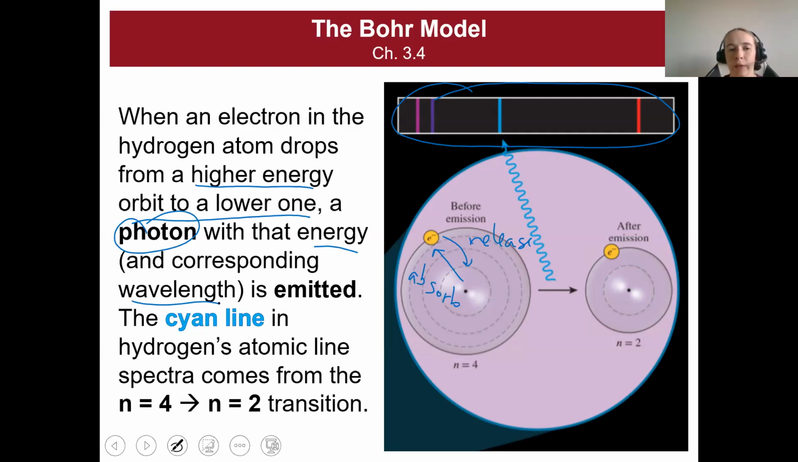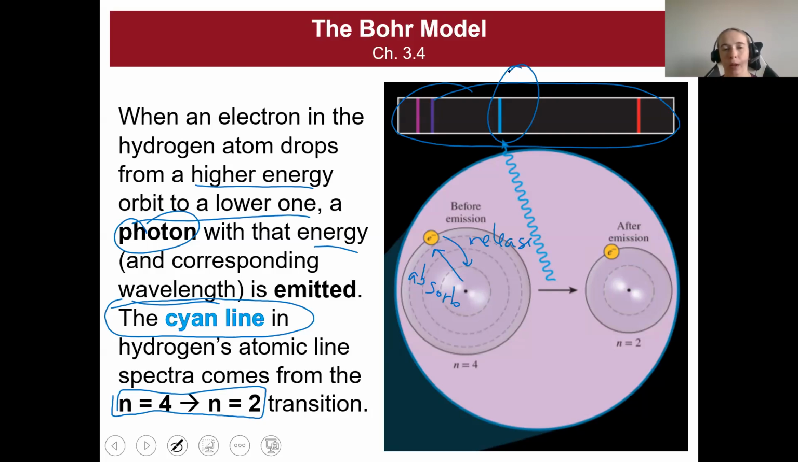So first, specifically, when an electron drops from the n equals 4 orbit to the n equals 2 orbit, the photon that is produced from the hydrogen atom is this cyan colored line in the hydrogen atomic line spectrum.